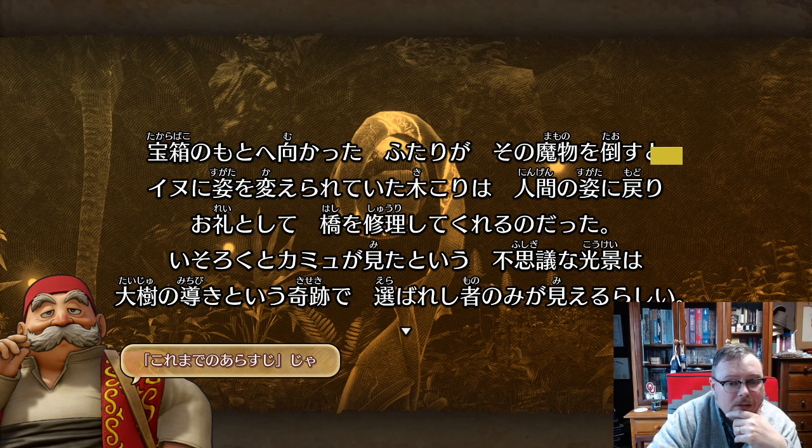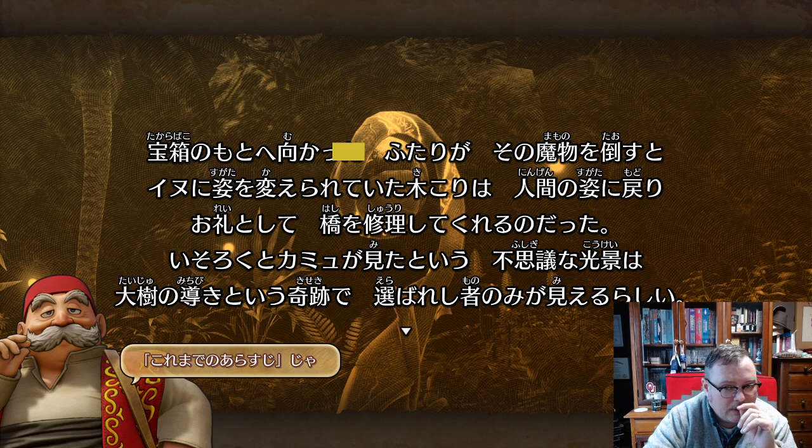So when the two guys who went, mukatta means to go somewhere. So when the two went to where the treasure chest was and defeated that monster, the woodcutter who was changed into a dog was returned to his human state. Ningen no sugata. Human state. Sugata is like your form. And so he was returned to his state.